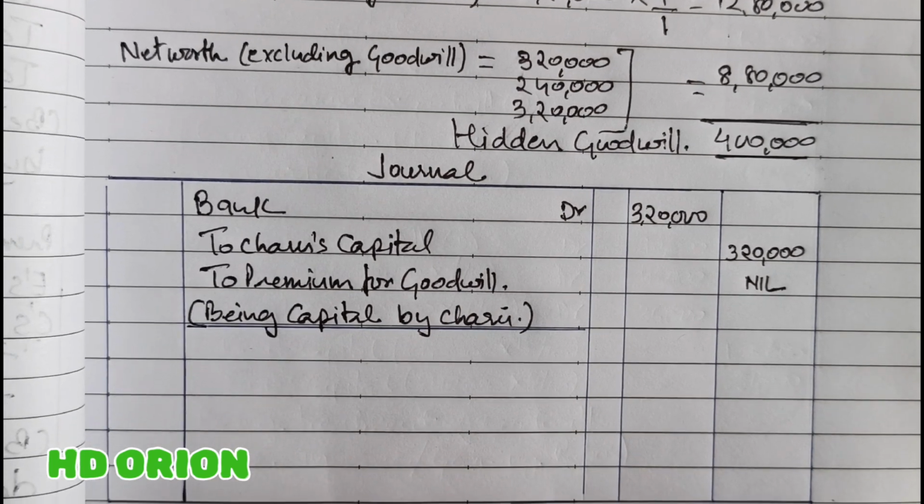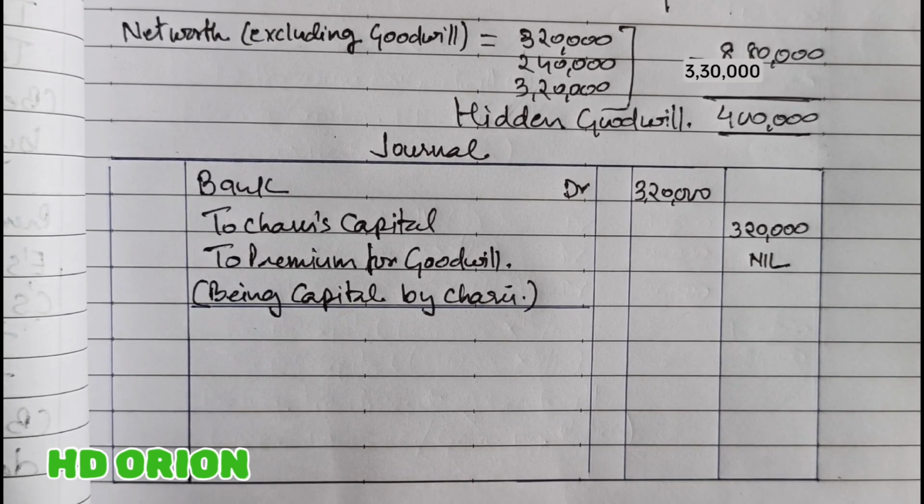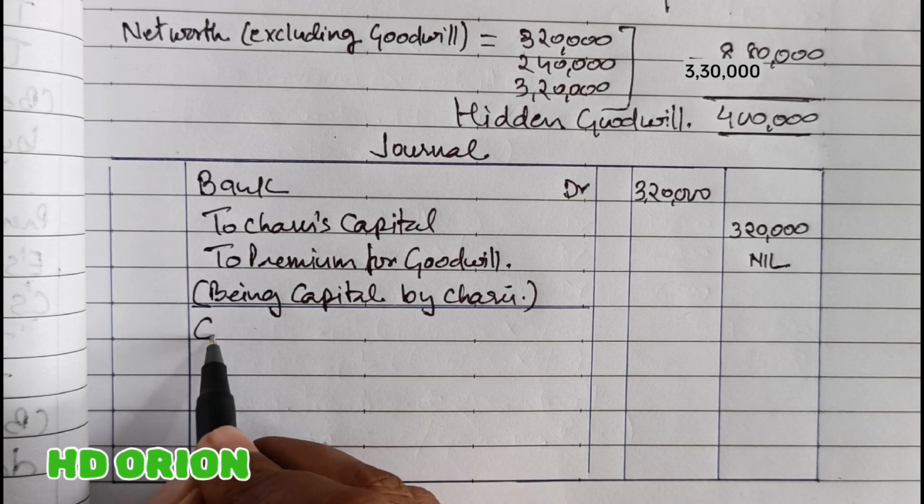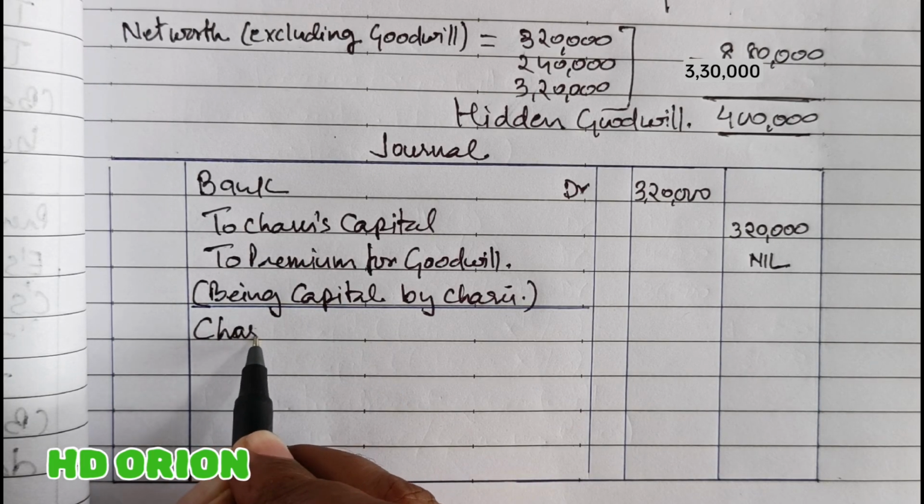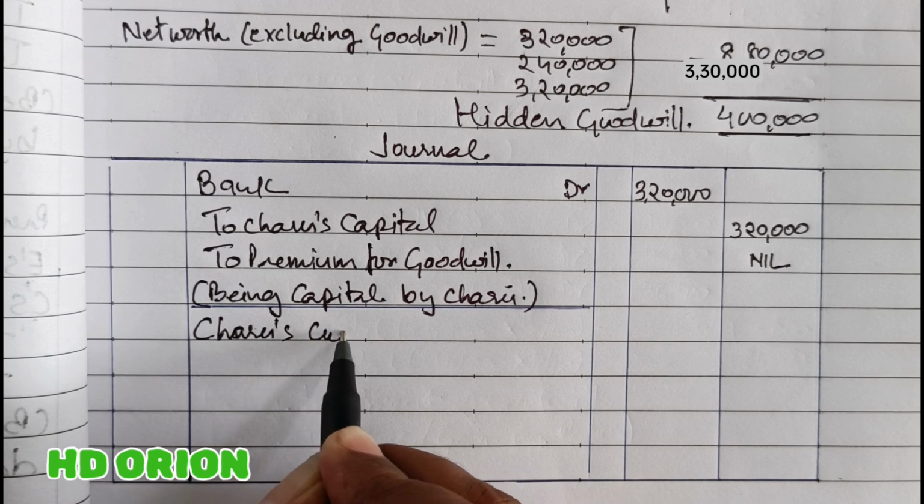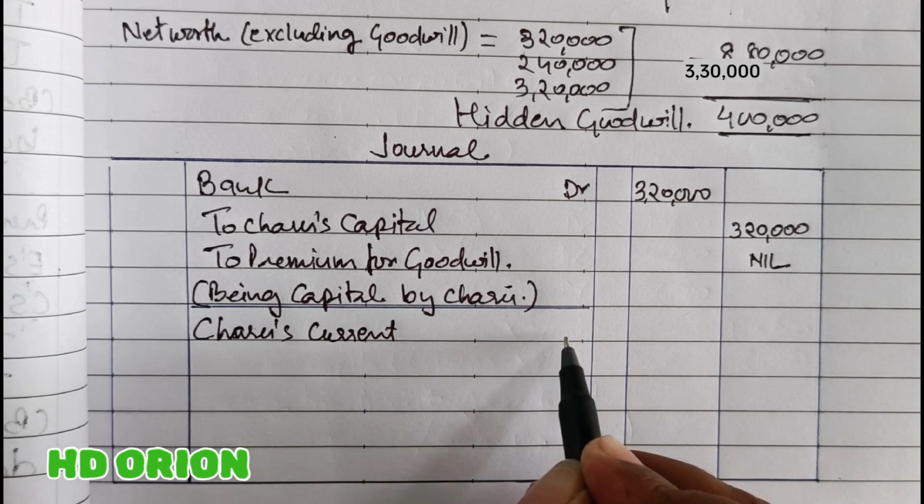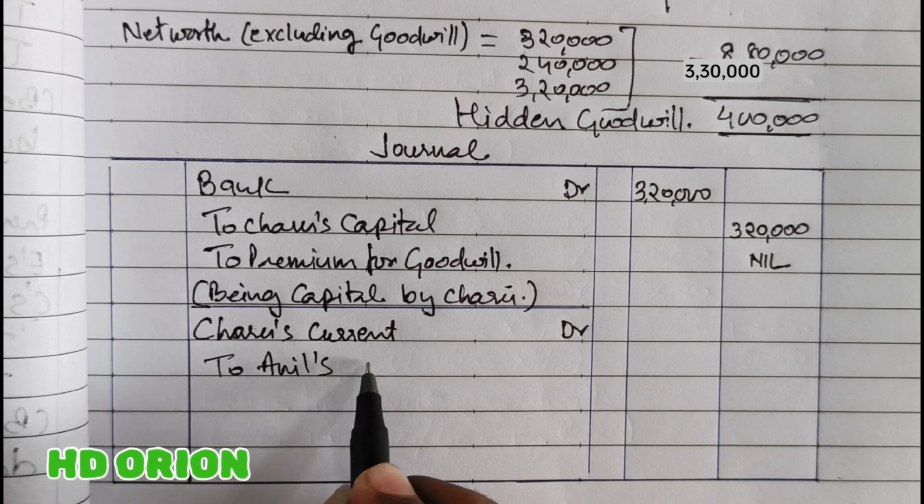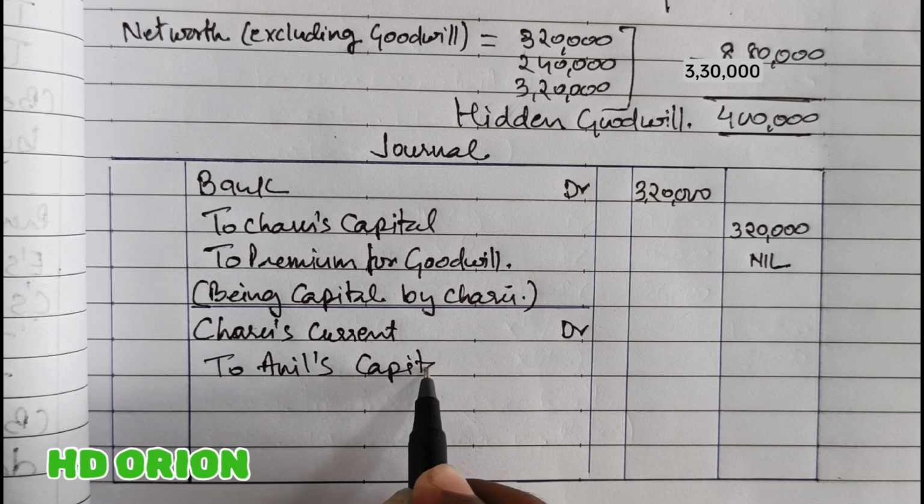But the treatment of goodwill has to be done. The benefit to the sacrificing partner is to be shown. For that reason, Charu's current account will be debited. Charu's current account, not capital account. Please understand this. Two sacrificers. Who are the sacrificers? Anil and Sunil. So Anil's capital account and Sunil's capital account.